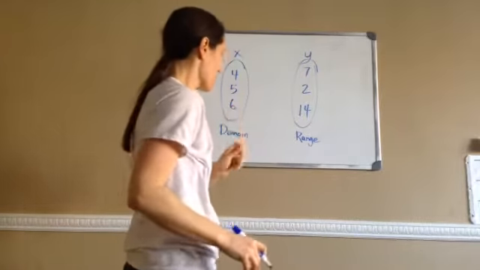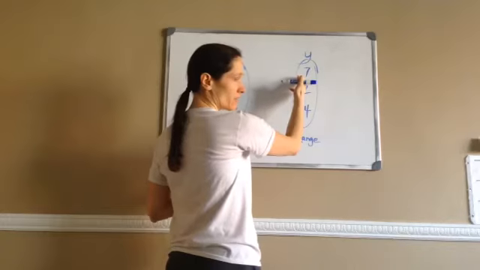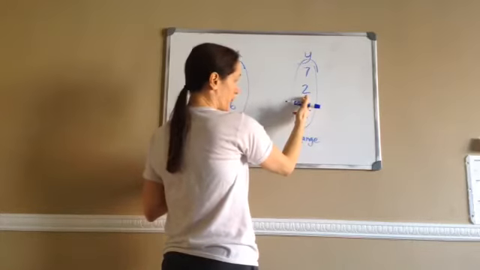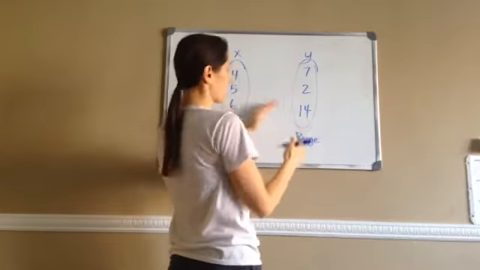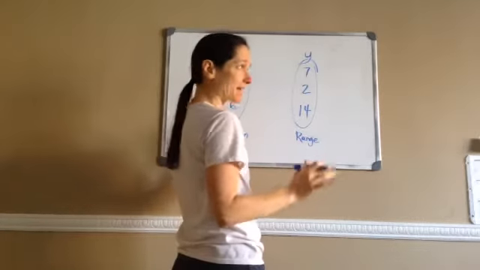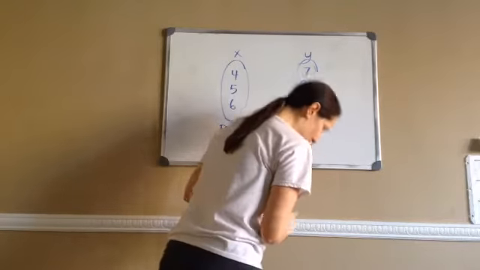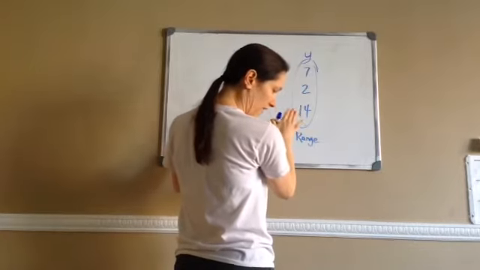Now, this one doesn't make sense because from 4 to get to 7, plus 3. From 5 to get to 2, I did plus 3. And from 6 to get to 14, I did plus 3. So there's something, and they're not actually asking you what is the function. What they're asking you is this. Does this diagram designate a function?